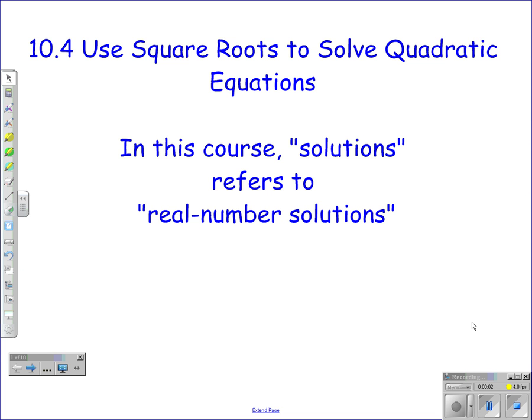Working on 10.4, using square roots to solve quadratic equations. In this course, solutions refers to real number solutions. We know there are imaginary numbers out there, but all we will be working with are real number solutions.